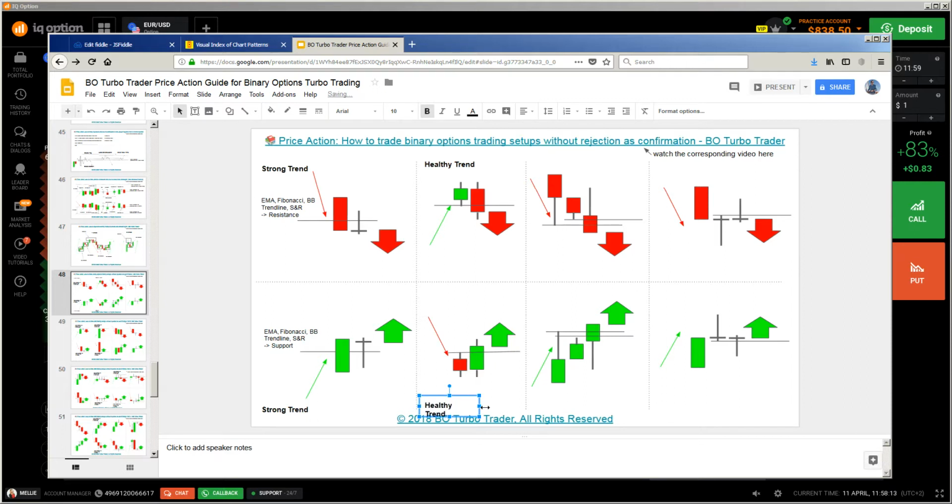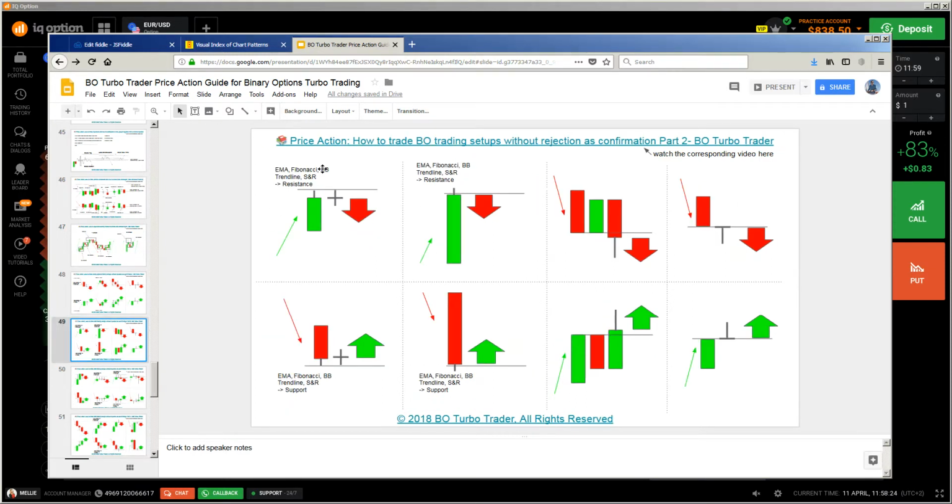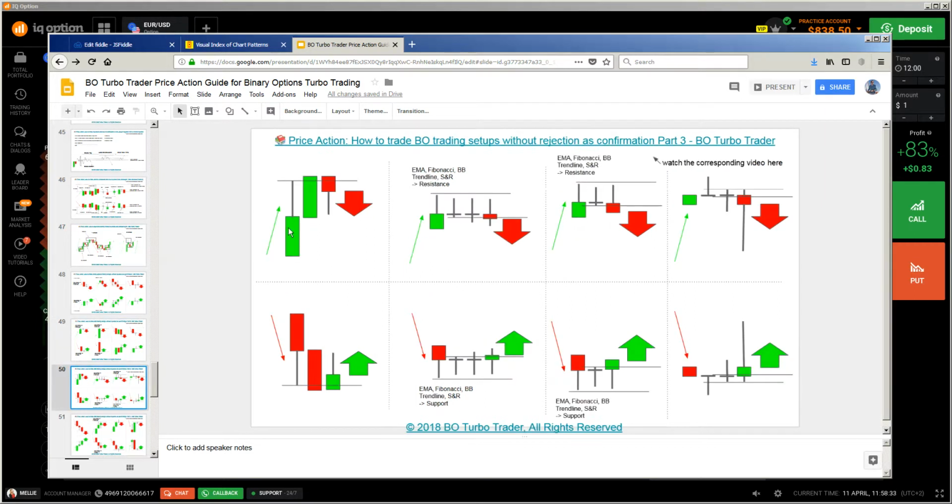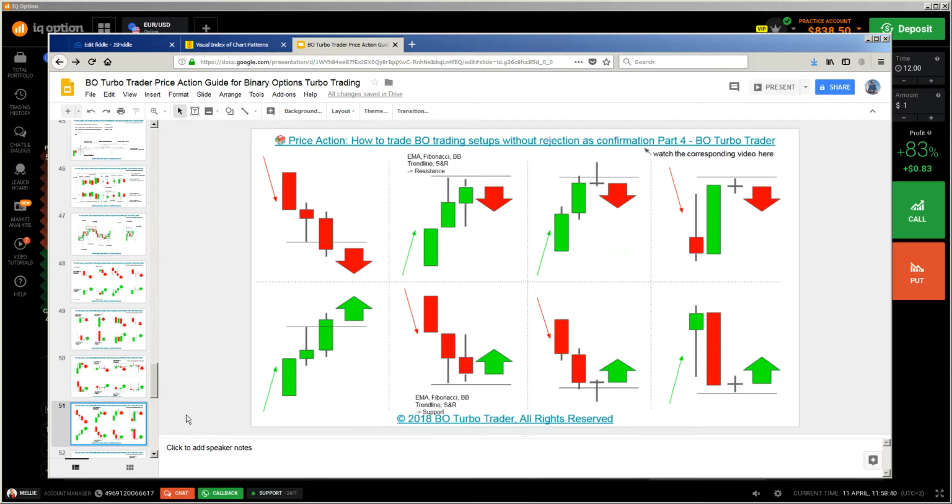Okay, so let me see. Healthy trend, and here I have to show you the other ones. Here you see that the same is valid for the other ones. Here this is a reversal trading setup, reversal, continuation, continuation. It's the same as valid for this below, because they are only vice versa. This is a reversal, reversal, reversal, reversal, and here we have a continuation, reversal, reversal, and continuation. That is what it's all about.